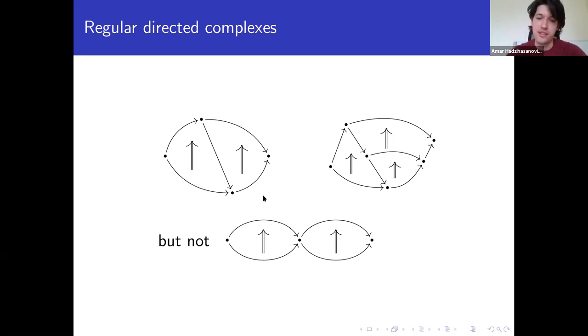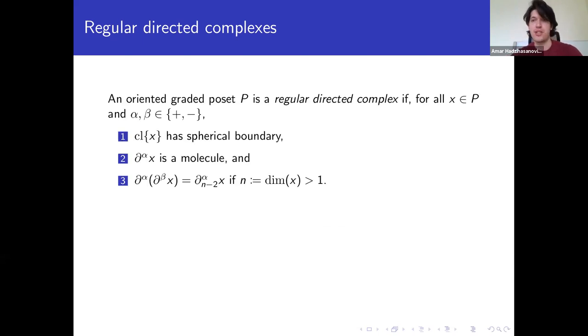Okay, this idea is not due to me, it's due to Simon Henry. So now we define this nice class of oriented graded posets called regular directed complexes, which are the ones for which these three axioms hold. So we ask that the closure of every element, every atom, has spherical boundary. Well, this is always a molecule, and we ask that it has spherical boundary. Then we ask that boundaries of atoms are molecules, so molecules are closed under taking boundaries. So the boundary of a diagram is a diagram.